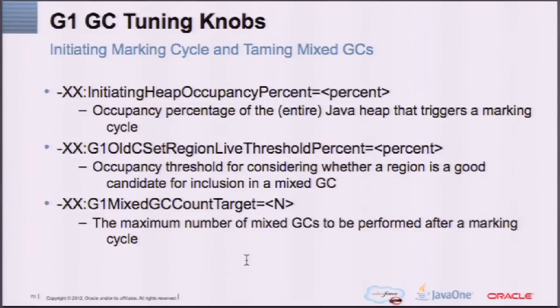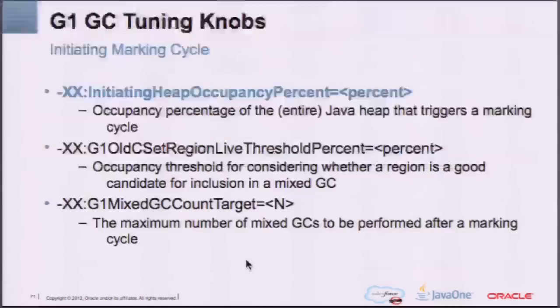There's something called G1 old CSET region live threshold percent, which is actually when do you consider a region to be a good candidate for inclusion in a mixed GC? It tries to look at the threshold percent of how much live occupancy is for that region, and it tries to include that. The default is 90. So if you have 90% of live data in your old regions, guess what? It will be included, 90% or less. G1 mixed GC count target defaults to 4. That is the maximum number of mixed GCs that will happen after a marking cycle.